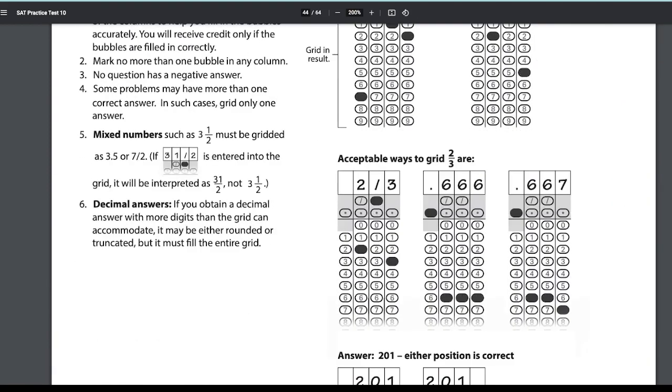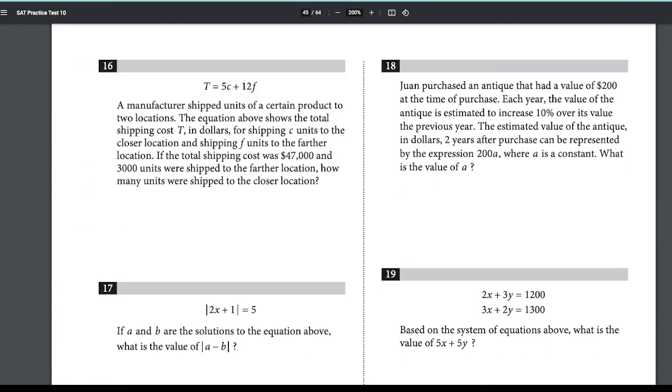16 through 20, the grid-ins. Here we go. A manufacturer shipped units of a certain product to 2 locations. The equation above shows the total shipping cost, $10 for shipping C units to the closer location, and shipping F units to the farther location. If the total shipping cost was this much, this many units were shipped. How many units were shipped to the closer location? We gotta make a couple system of equations, but I think we can really get it done. Chop chop. Okay. The total shipping cost is this much.